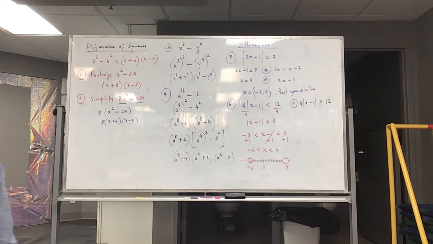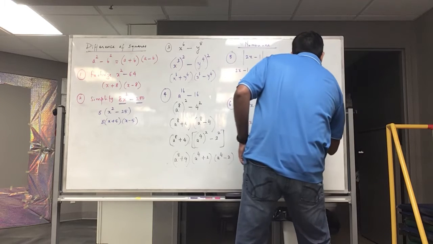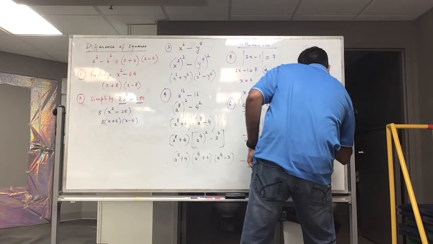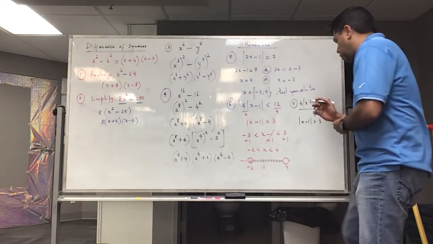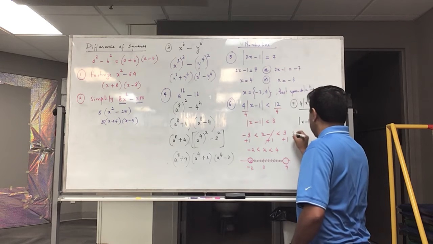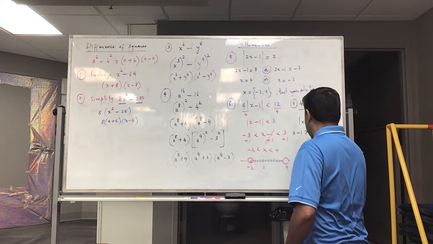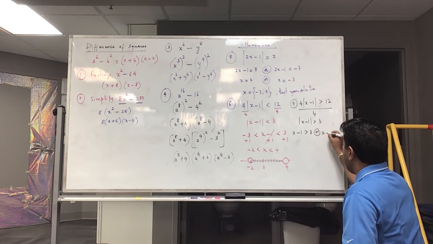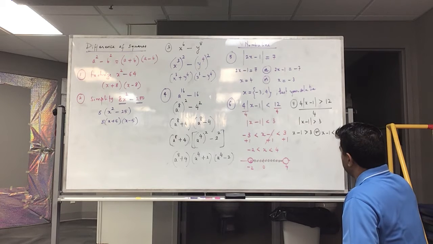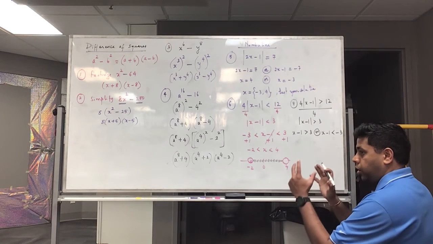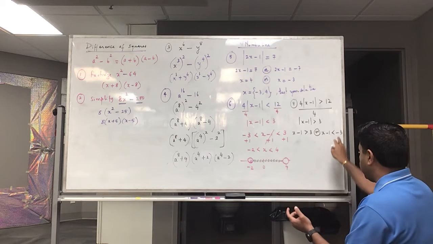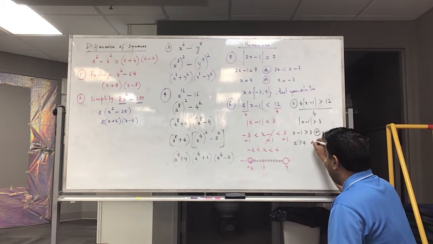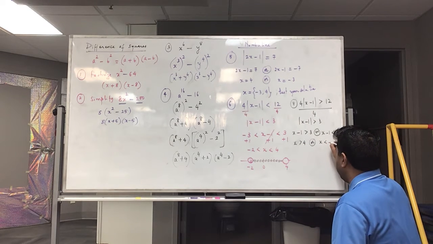So again, divide by 4 both sides. So absolute of x minus 1 is greater than 3. So when you have a greater than, this is how you do it. X minus 1 is greater than 3, or, this is where the or comes into the picture, x minus 1 is less than negative 3. So it's greater than 3 or less than negative 3. So the less than and the negative take care of each other. So x is greater than 4 or x is less than negative 2.